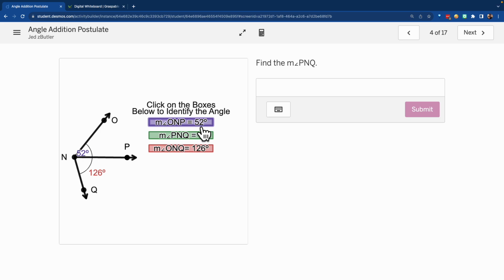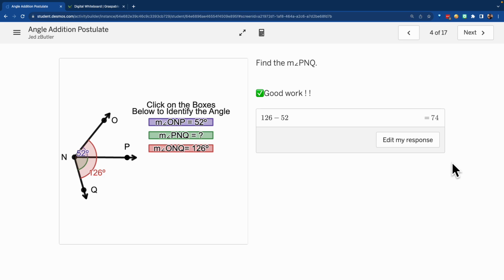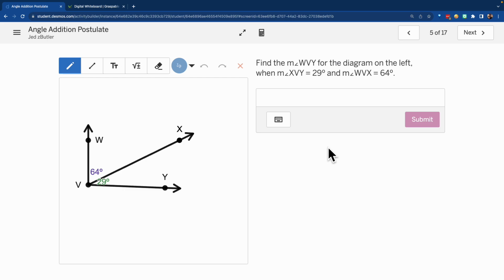Now let's look at this next one. It says 52 question mark. So I'm trying to find this missing piece there, and I have the other two pieces. The total is 126 and the other part that I know is 52. So I can take the total minus the 52 and that gives me 74. Good work. Excellent. These are super straightforward, kind of basic questions, but we're just trying to figure out how do I add or subtract what I'm given to find the pieces that are missing.